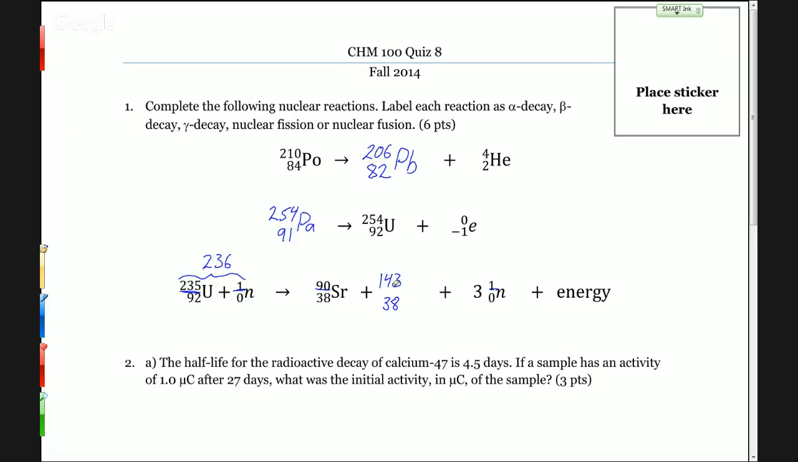Oh, yeah, you're right. I don't know why I put that there. 38 plus 54 is 92, so that should be xenon. Xenon 143 would be that. You just have to make sure all the numbers add up on both sides of the equation. The top numbers, the bottom numbers, add up on both sides.